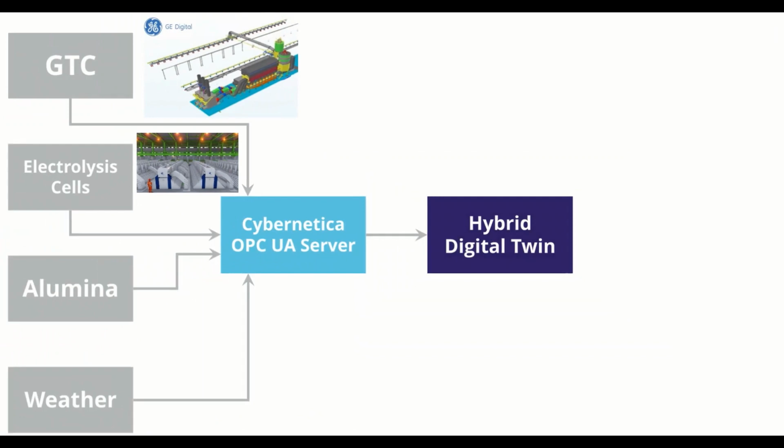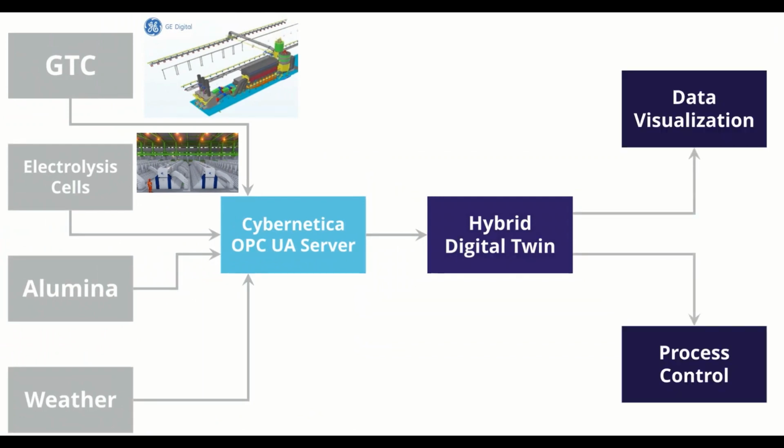The data from the digital twin will be passed on further to data visualization and process control applications. A data visualization application will highlight the most important current and future predictions, such that operators can monitor the state of the GTC. Operators can then use the insight gained from this application to adjust GTC operation.